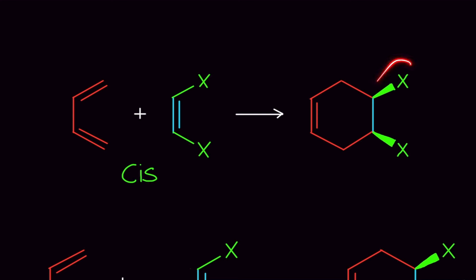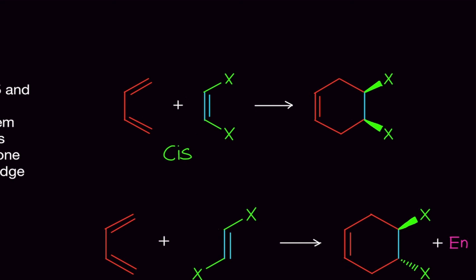So we're going to put both of them on wedges. I could put both of them on dashes, it would not matter. But they must both be on the same thing. Like it needs to be either both on wedges or both on dashes. I could have drawn this and put both of them, the X's, on dashes. It would be the same thing.